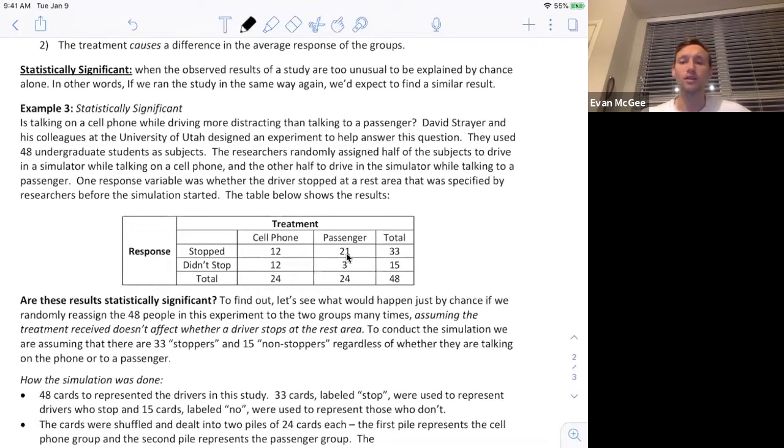So, are these results statistically significant? To find out, let's see what happened just by chance if we randomly assign the 48 people in this experiment to the two groups many times, assuming the treatment doesn't affect whether the driver stops at the rest area. To conduct the simulation, we are assuming that there are 35 stoppers and 15 non-stoppers, regardless of whether they are talking on the phone or not.